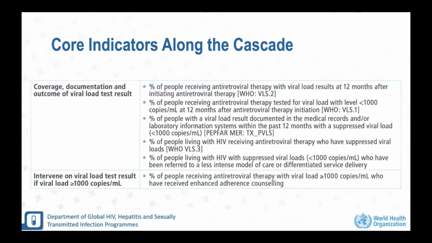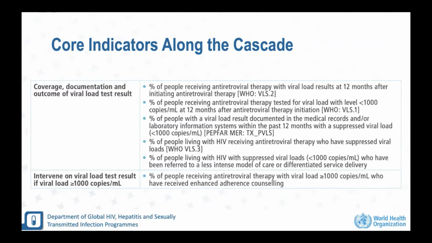The next step would be looking at coverage, documentation, and the outcome of the viral load test result. Of course, we want these tests not only done and the results reported, but action taken because of the results. For this, there are a series of indicators, such as the percent of people on antiretroviral therapy who have viral load results 12 months after initiating therapy, the percent of people who have viral loads under 1,000 copies per mil at 12 months, and so forth.